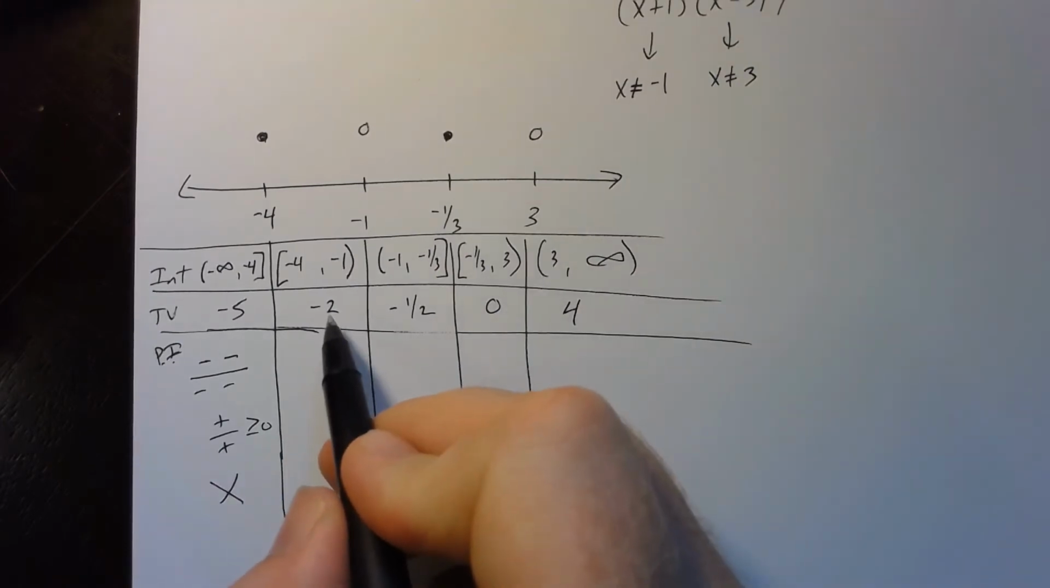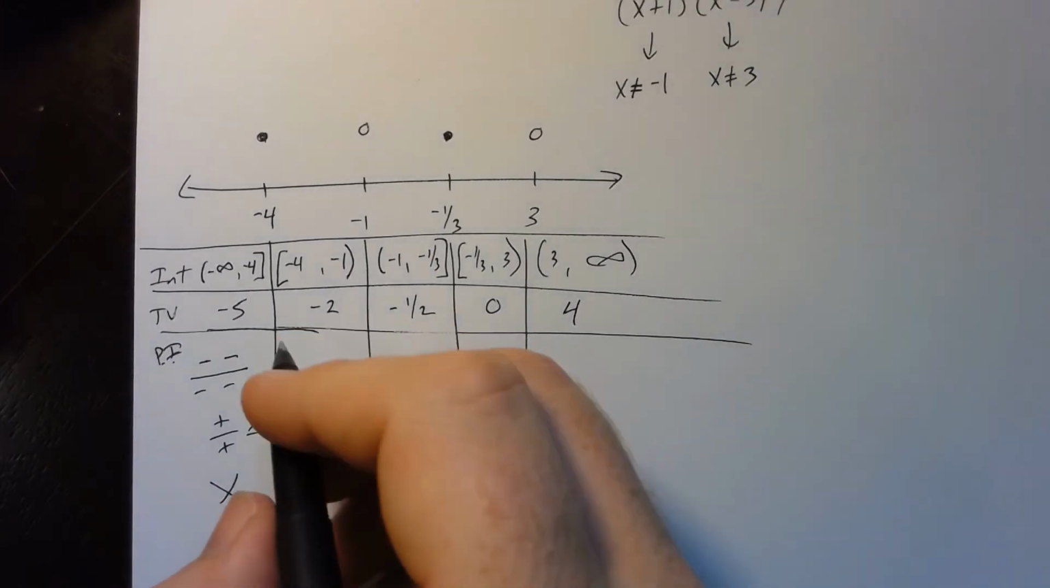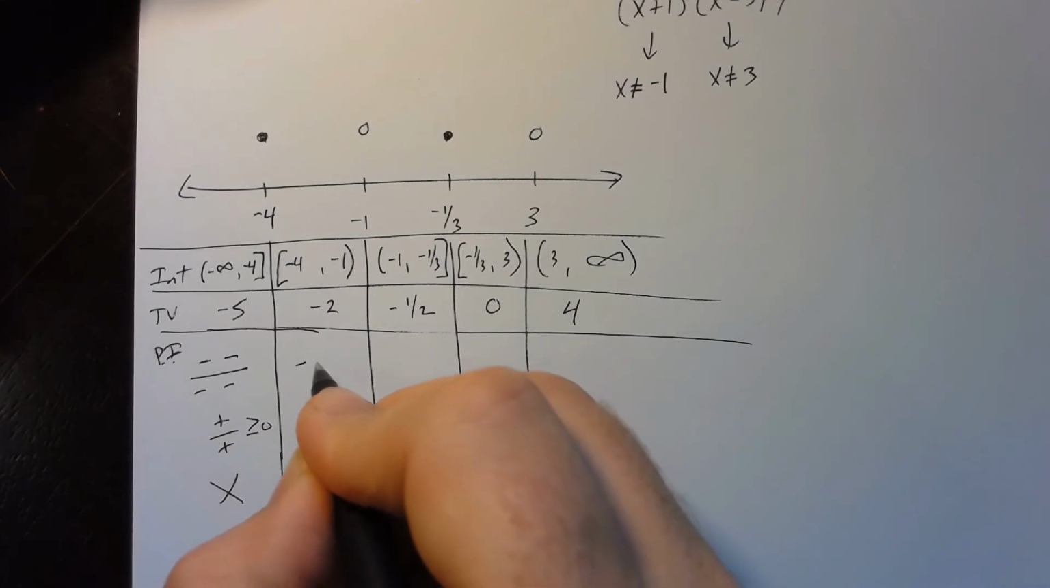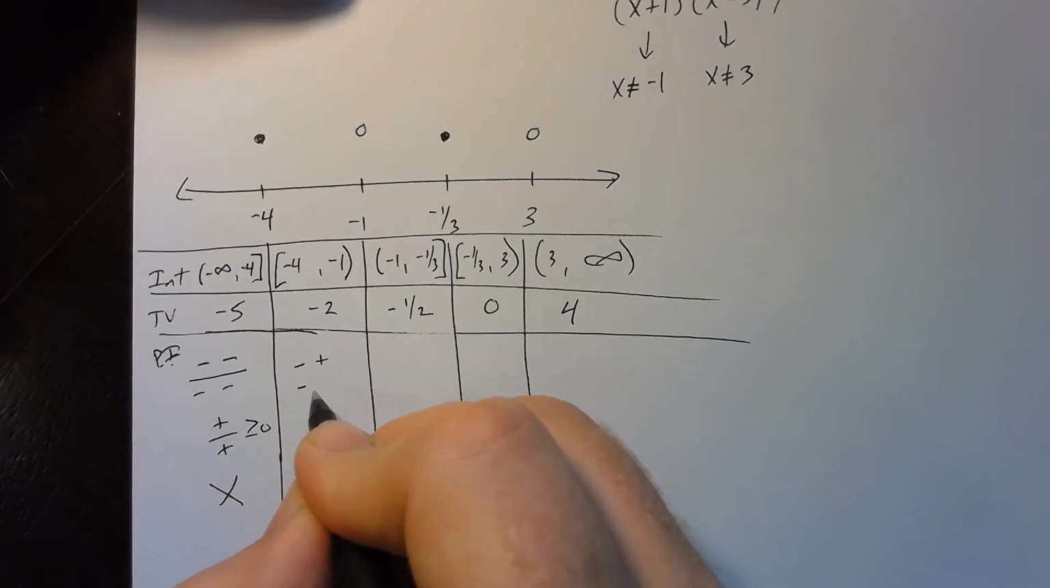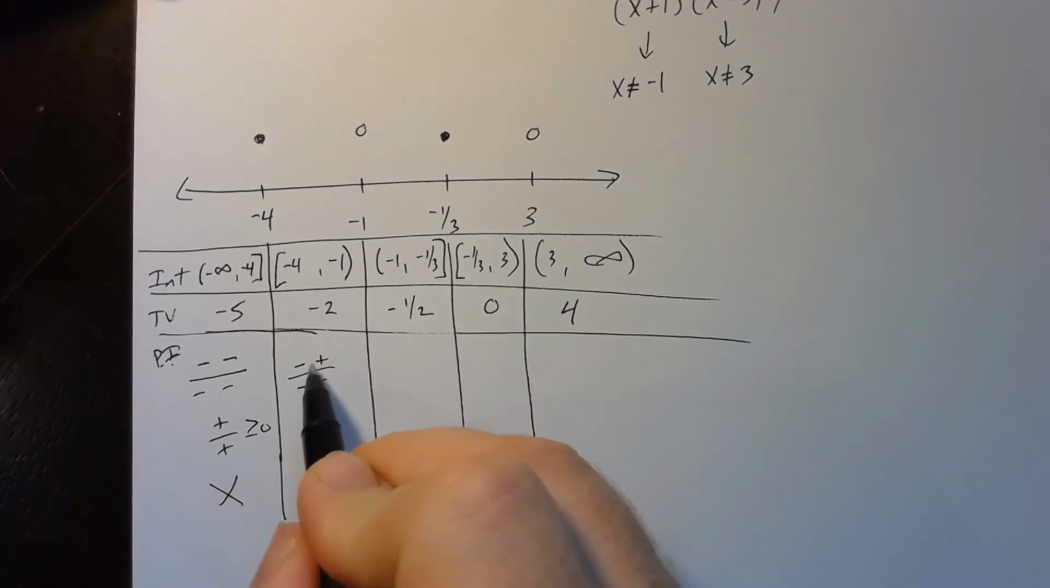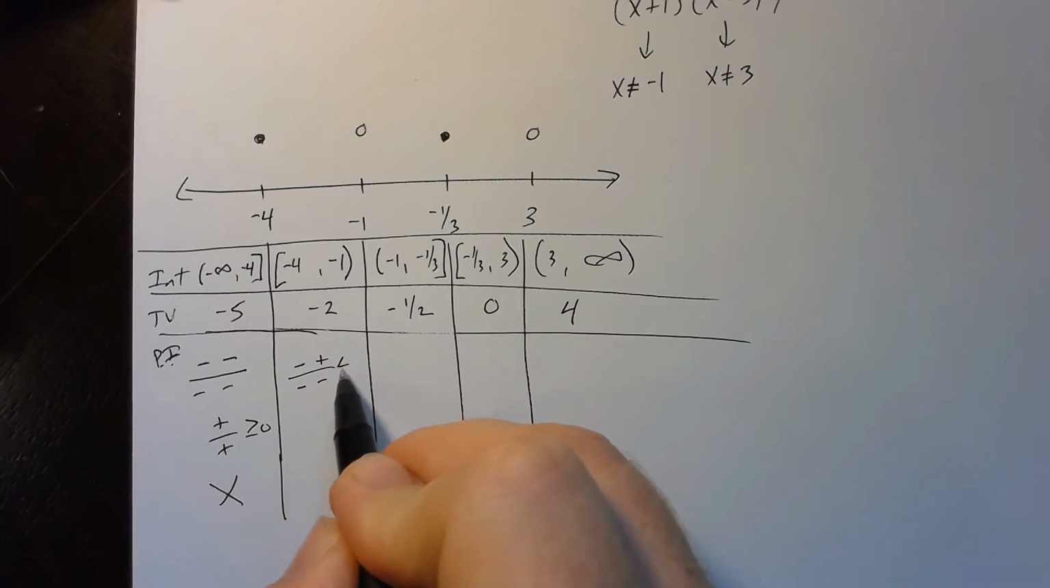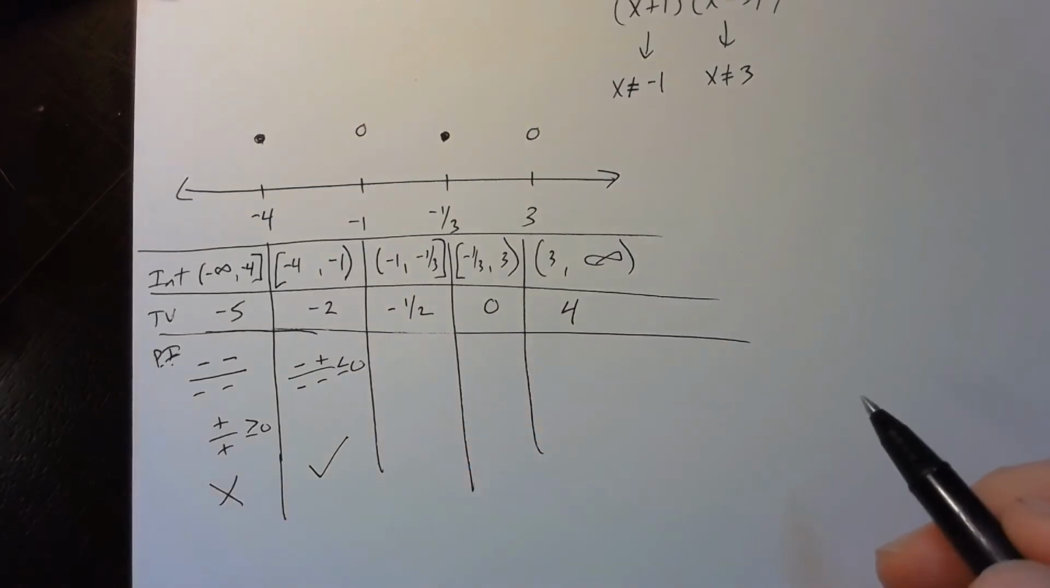So when I plug in negative 2 for the first factor, I'm going to get negative 6 plus 1 is negative 5. So negative, that's going to be positive. The bottom is going to be negative, and that one's going to be negative. And therefore, I'm going to have a negative on top and a positive on the bottom, and that's going to be less than or equal to 0. So that section should check.